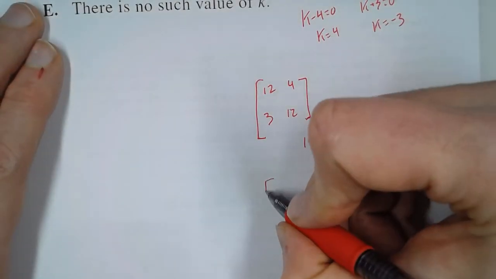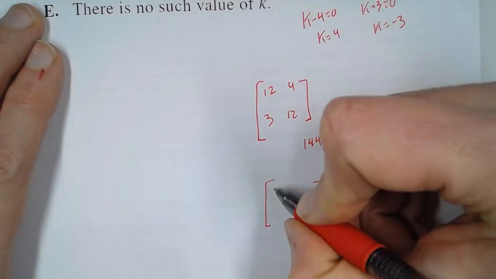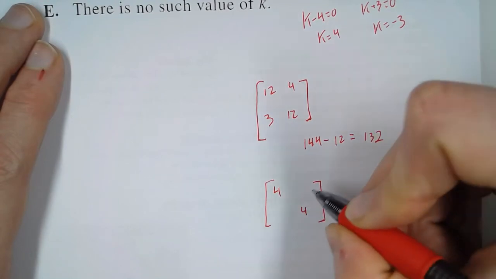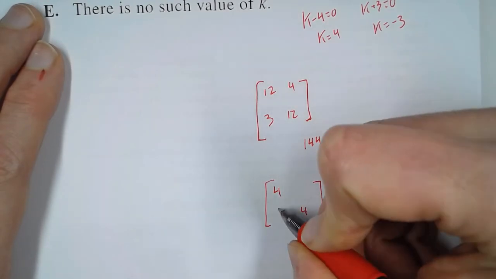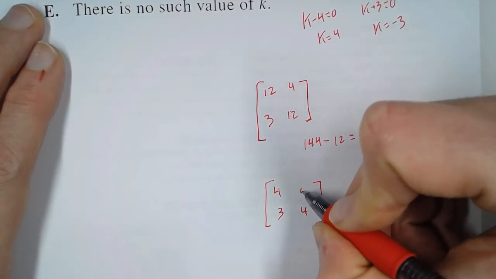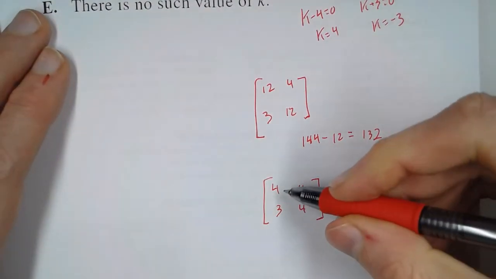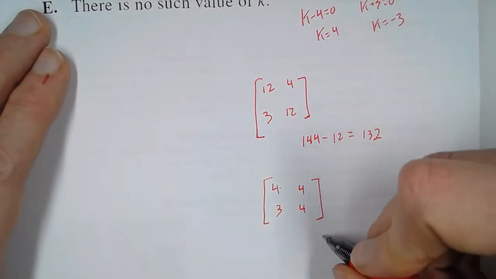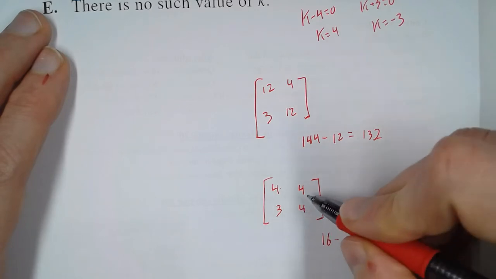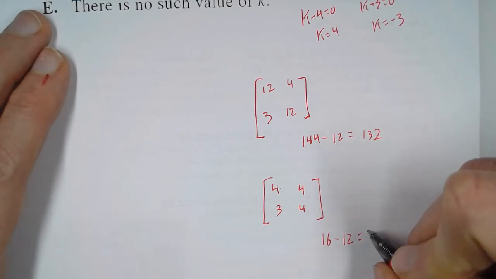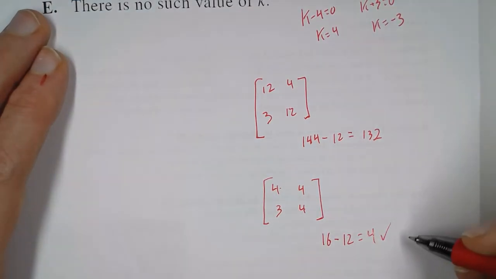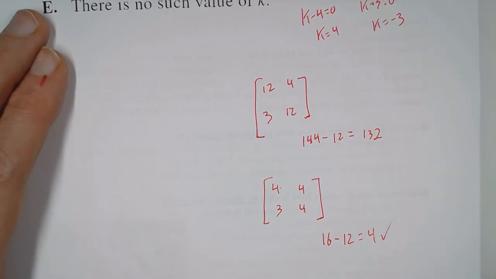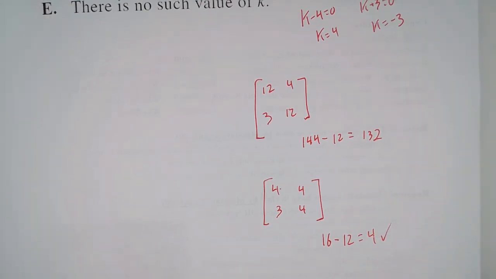Now, let's plug in 4 and be absolutely sure that we got it right. So I plug 4 in for k, top left, bottom right, and then bottom left, top right. So to find the determinant, I take 4 times 4, which is 16, minus 3 times 4, which is 12, which is 4, which is the value of k that we plugged in to begin with. So there is our answer.